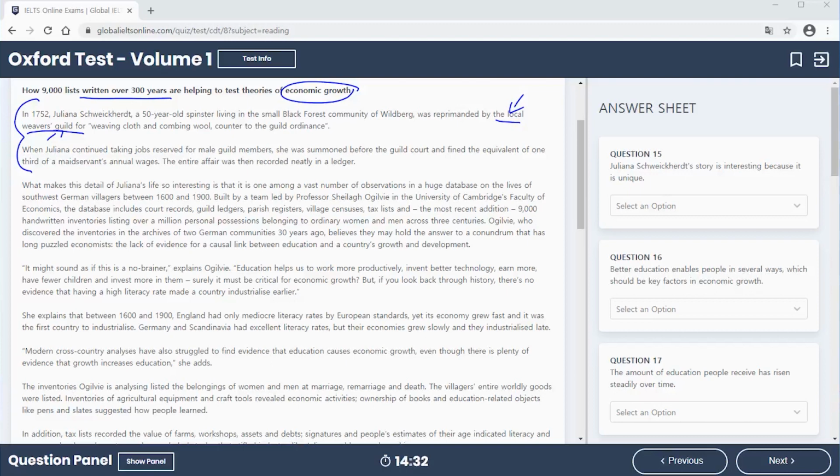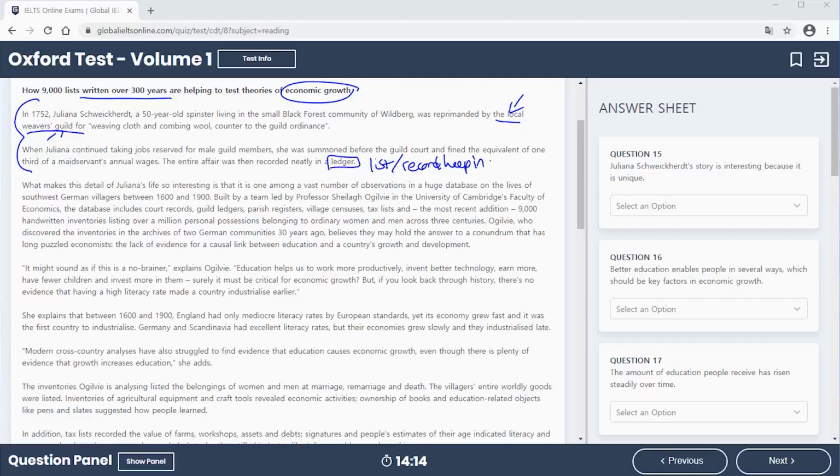When Juliana continued taking jobs reserved for male guild members, she was summoned before the guild court and fined the equivalent of one third of a maidservant's annual wages. The entire affair was then recorded neatly in a ledger. So a ledger is like a list or record keeping.